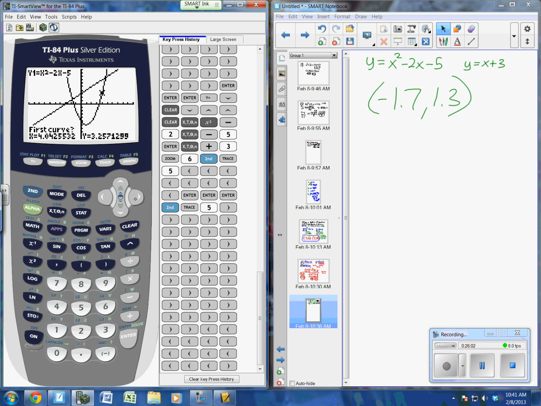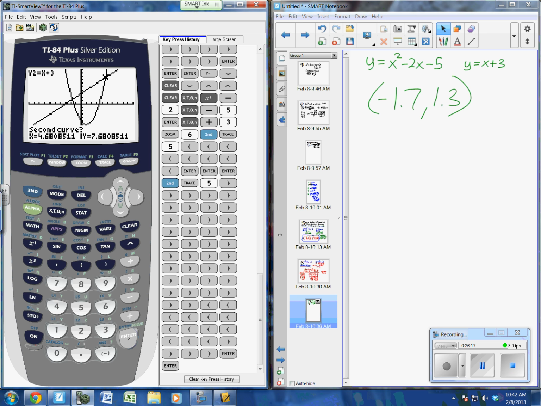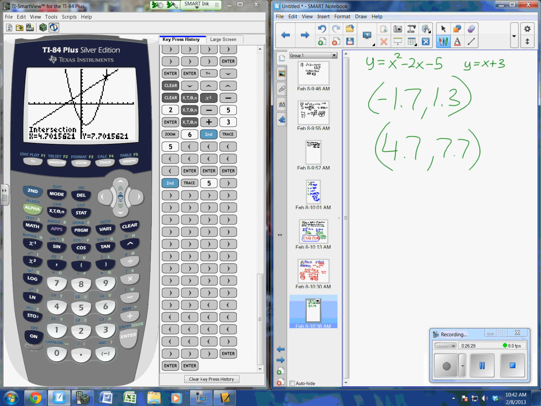Okay. Now, you guys, my calculator is computer-based, whereas yours is just a calculator, so you guys can go a little bit faster than me. Okay, hit first curve, second curve, guess, and I get 4.7 comma 7.7. Okay, is that what you guys got? Yeah. Okay, that's the answer. Okay, that's the graphing method.